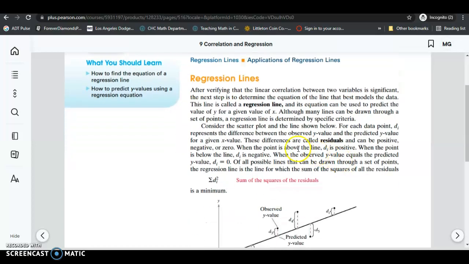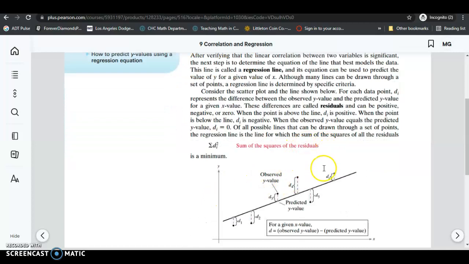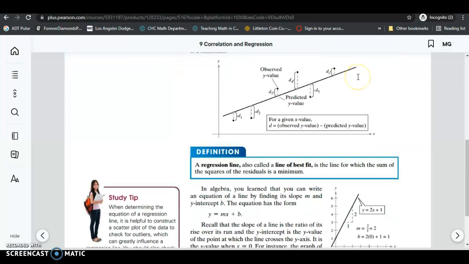This talks about how we determine that regression line, so I wouldn't worry about that too much. I'm going to skip over that.